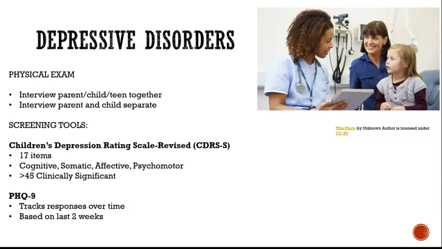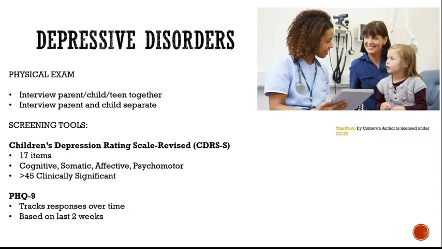To interpret your PHQ-9, anywhere from 0 to 4 is no depression. If they have a 5 to a 9, it's mild depression. 10 to 14 is moderate depression. 15 to 19 is moderately severe depression. And 20 to 27 is severe depression.